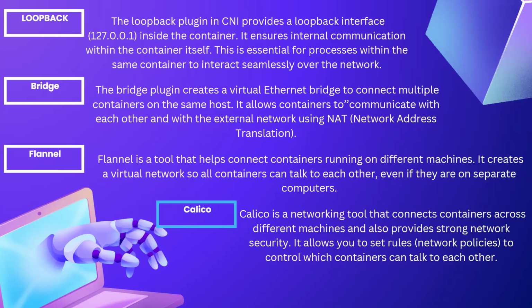This is essential for processes within the same container to interact seamlessly over the network. Basically, containers are connected to a particular network. Inside the container, a particular IP is assigned, and on that IP it will be connected to a network. So with the help of loopback, an IP is assigned inside that container, and it ensures internal communication also. So what is bridge?